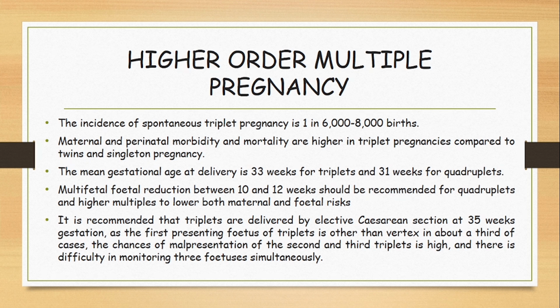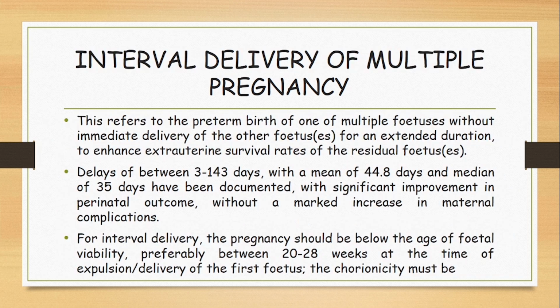It is recommended that triplets are delivered by elective cesarean section at 35 weeks of gestation, as the first presenting fetus of triplets is other than vertex in about 1/3 of cases. The chances of malpresentation of the second and third triplets is high, and there is difficulty in monitoring 3 fetuses simultaneously.